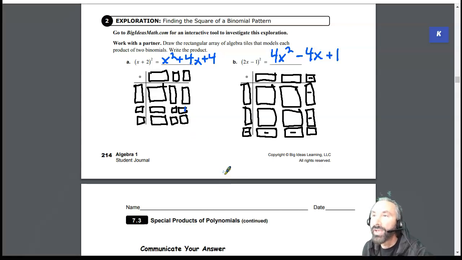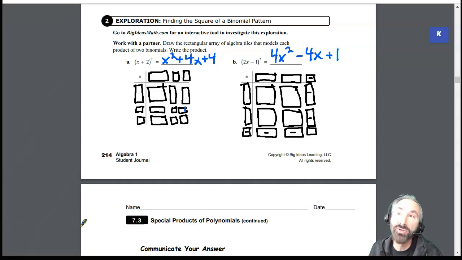So that's a pretty nice quick intro to squaring binomials. By the way, these polynomials are known as binomials because they have two terms, 1, 2, just like a bicycle has two wheels. This one, 2x and negative 1, has two terms. X and 2, two terms.